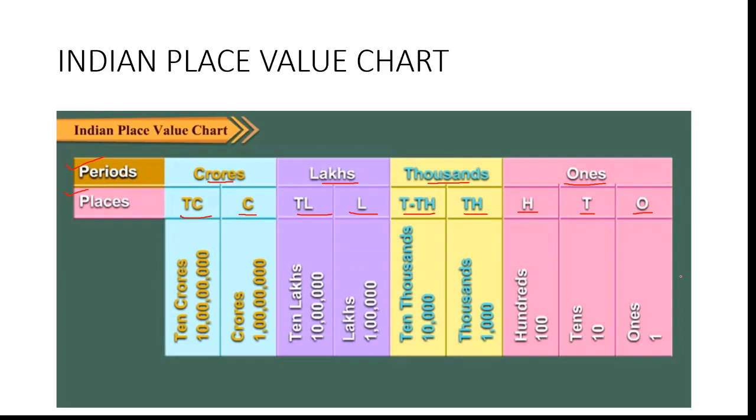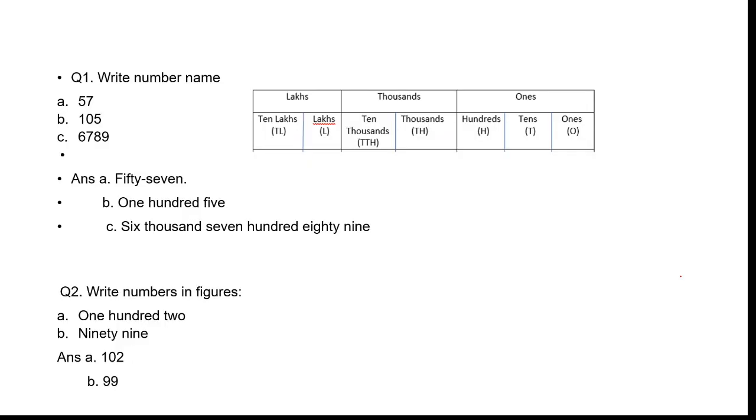Now let's do one example. Here, children, you can see write the number name. The first one is 57. It is very simple. You all know how to write 57, so I have written 57 over here in words. Next is 105. Now we have to write it in words, or you can also say we have to write the number name of 105.